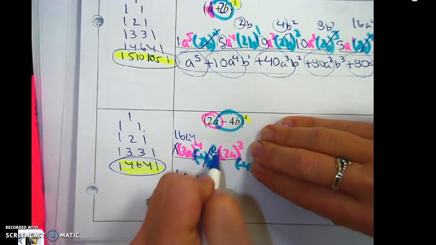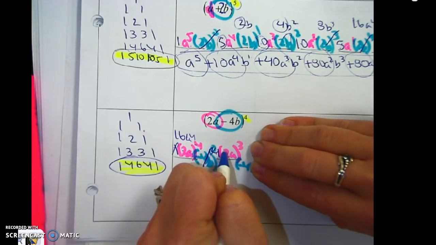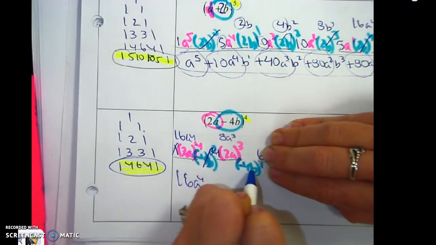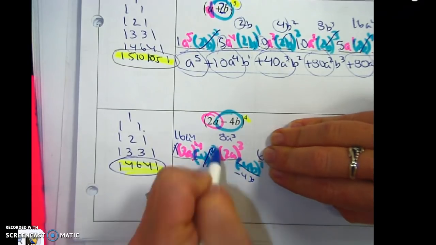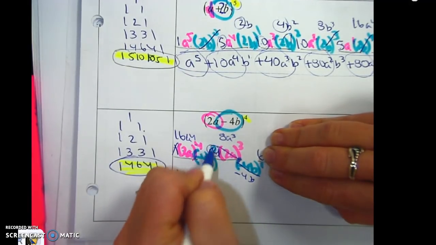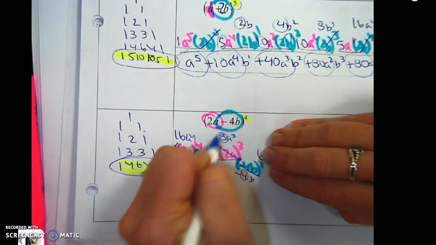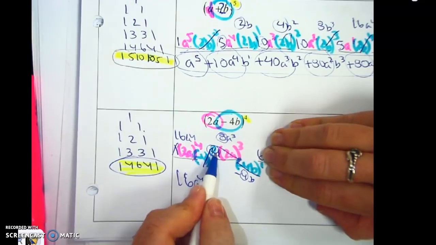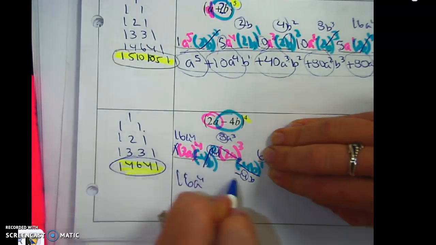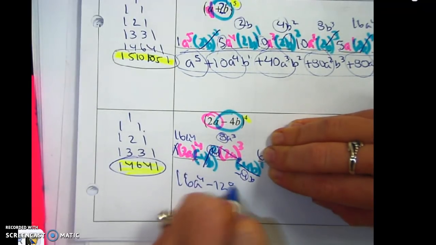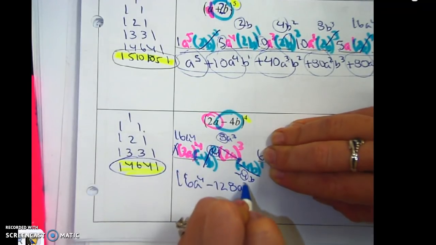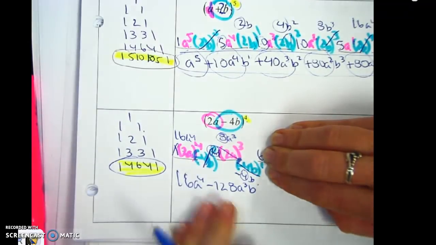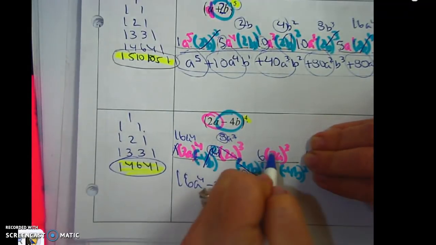I've got to see there's a 4. 2 cubed means 2 times 2 times 2, which is 8a cubed. And then I have negative 4b to the first, which is negative 4b. So I'm multiplying 4 times 4 times 8. 8 times 4 is 32, times 4 is 128, but it's negative. I have 3 a's, and I have 1 b. 3 plus 1 is 4. It's a good check. Now let's go to the next one.